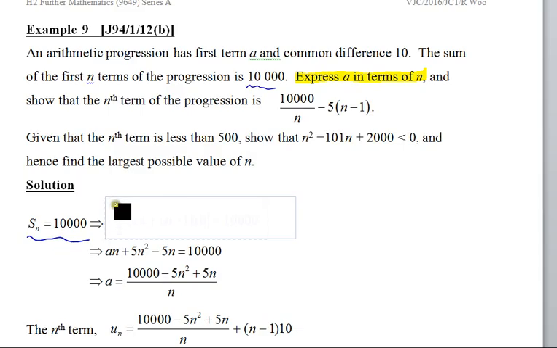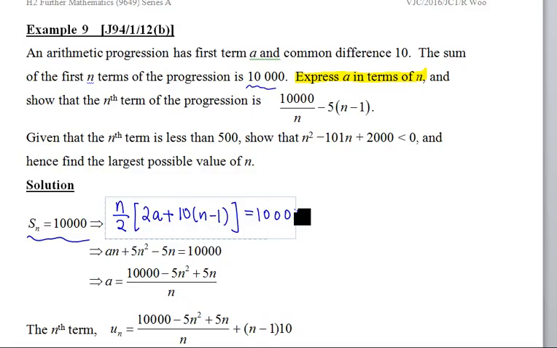Alright, sum to n terms is 10,000. So which means that it is n over 2, 2a plus 10n minus 1 equals 10,000. Okay? Make use of the fact that your sum to n terms formula is n over 2, 2a plus n minus 1 d, where d is 10. The rest is just manipulation. You express A in terms of n.